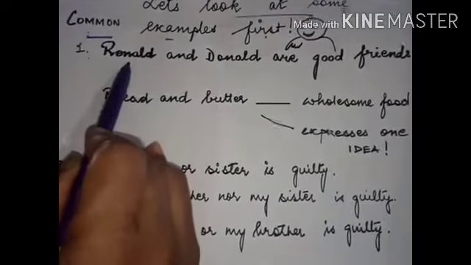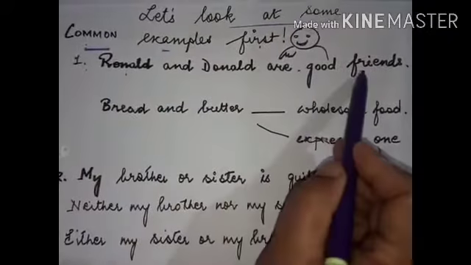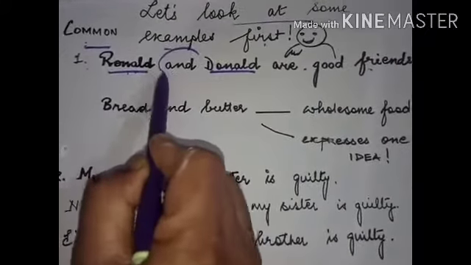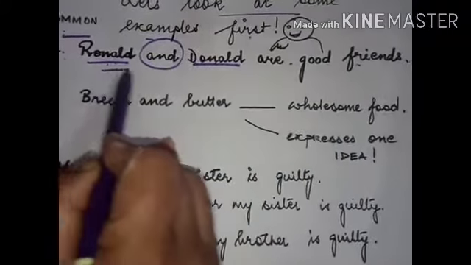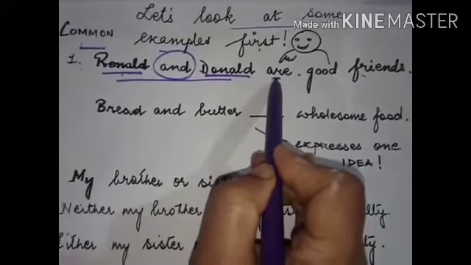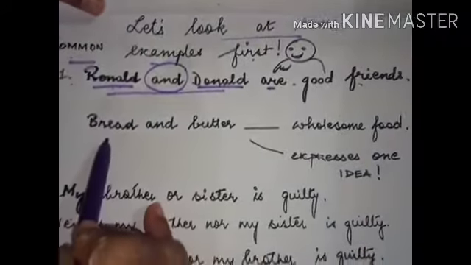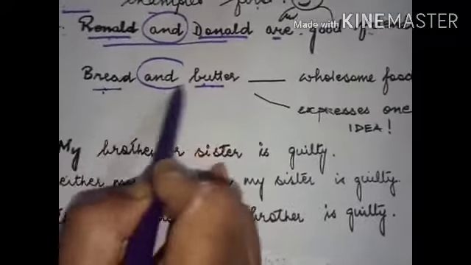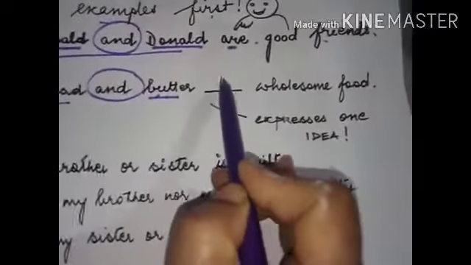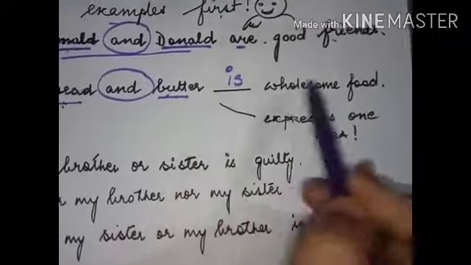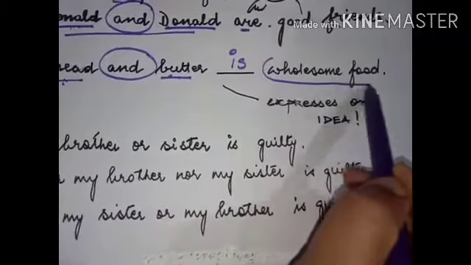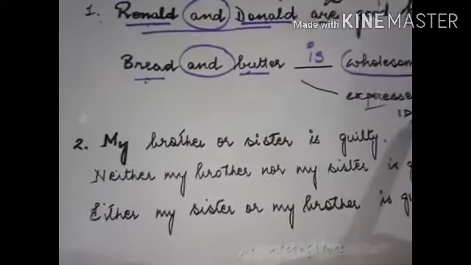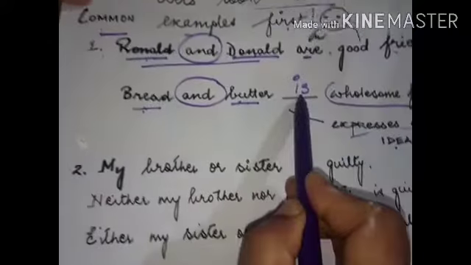Number one, Ronald and Donald are good friends. So Ronald, Donald, two singular nouns joined by the conjunction "and" is plural. So a plural verb. However, here you can see bread and butter. Both are two singular nouns and joined by "and." But the verb should be singular, is. Why? Because it is talking about one idea, means expressing one particular idea. So it should be singular.